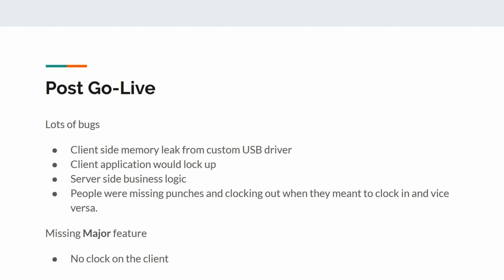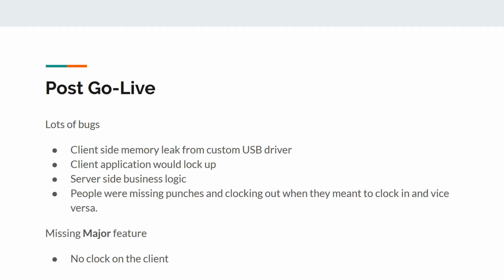But that caused problems because occasionally when they would reboot, they would hang and get stuck on the Windows is restarting spinner thing. And if we weren't having those problems, the client application would just randomly lock up. I'm assuming because of the USB driver. I never really was able to figure that out. We had server-side business logic errors. People were punching in when they should have been punching out, and vice versa.